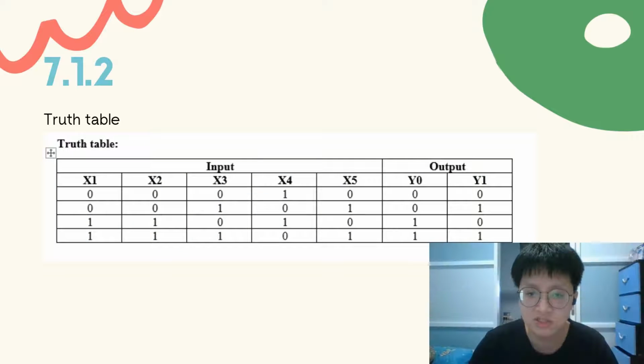I will present question 7.1.2 and also 7.1.3. As we can see in the diagram, the figure, we have 5 inputs, S1, S2, S3, S4, and S5, and also 2 outputs, Y0 and Y1. Next, we can see the truth table for this figure 7.1.2. From the observation, we can assume that when the S1 input and the S3 input have a 0 input, it will definitely give 0 output for Y0 and also Y1.